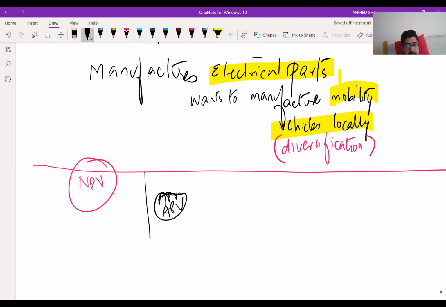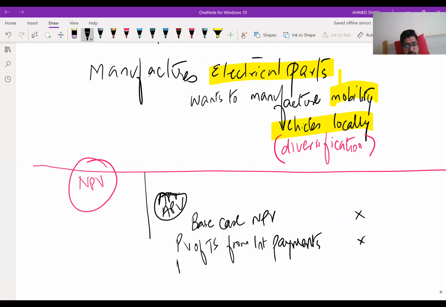That is base case NPV. Okay, and then those adjustments. What are those adjustments? Present value of tax savings from interest payments, it's a benefit. Then present value of subsidized loan benefit after tax. Then issue cost expense will reduce NPV.